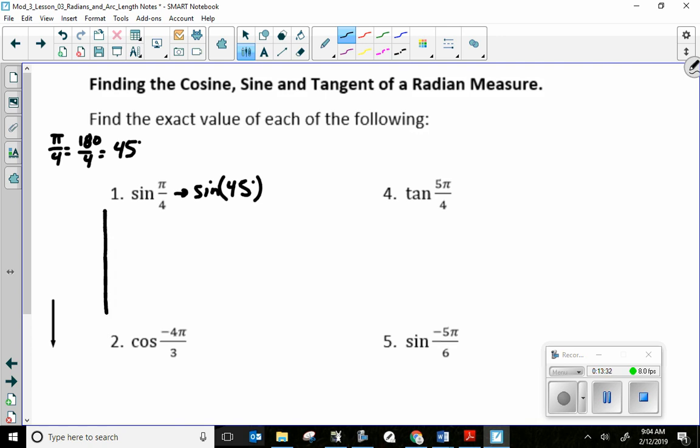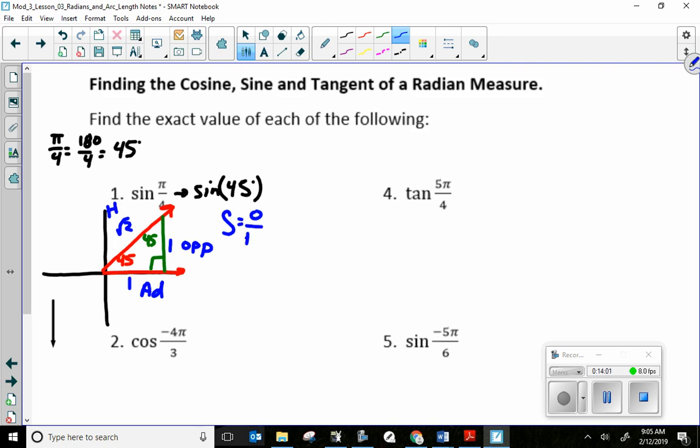If I draw a set of axes, and I draw an angle that's 45 degrees, and I draw a triangle, I now have a 45, 45, 90 triangle. That is 1, 1, radical 2. This is opposite, this is adjacent, this is hypotenuse. Sine is opposite over hypotenuse. So it is 1 over radical 2, or we can say radical 2 over 2 if we want to simplify. And in quadrant 1, all trig functions are positive.